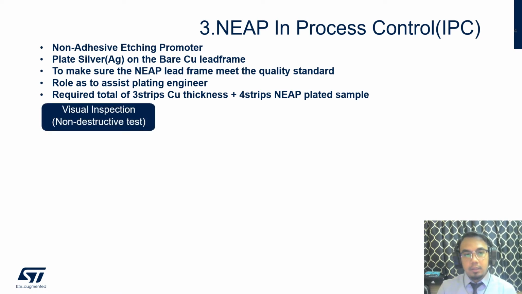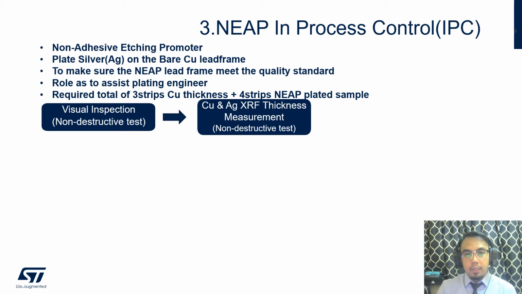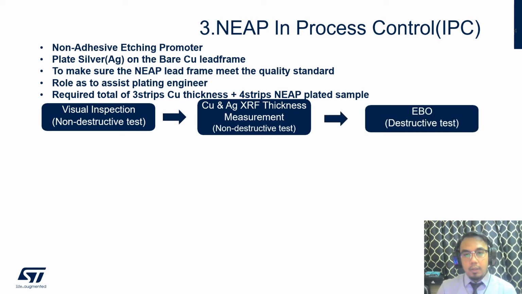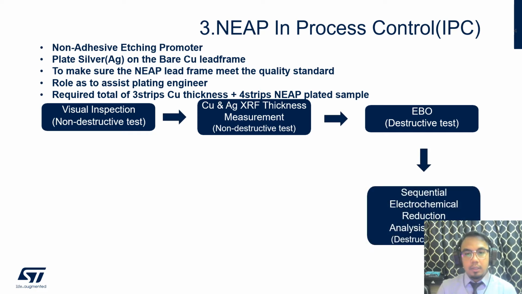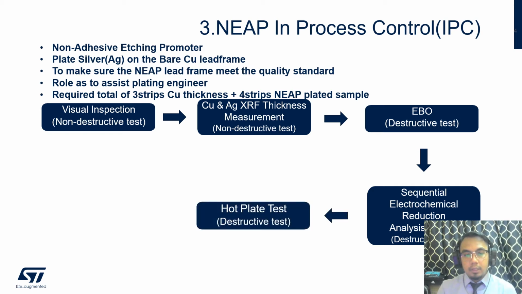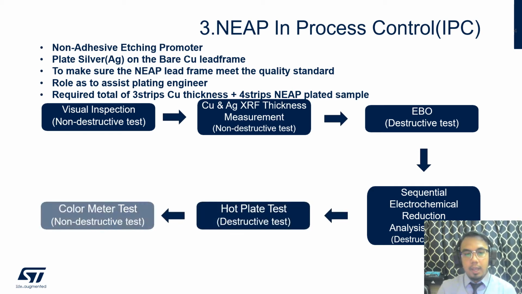This is the process flow for in-process control for NIP. In sequence, we have visual inspection, then copper and Ag XRF thickness measurement, then EBO test, then sequential electrochemical reduction analysis, which is SERA, then hot plate test, and lastly color meter test.